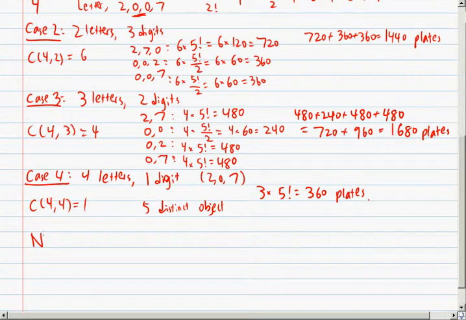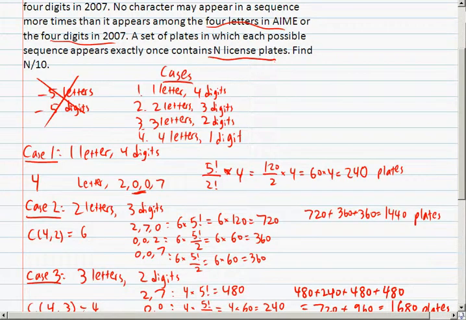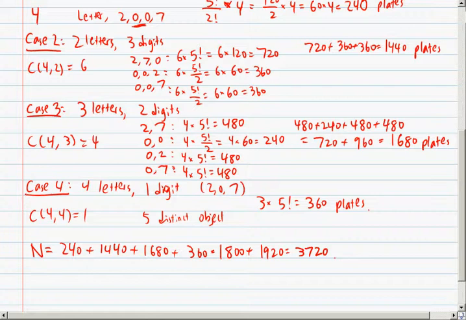And since big N represents the total number of license plates that the whole set can make, we would have N equal to 240 plus 1,440 plus 1,680 plus 360. Adding all of these up, we get 1,800 plus 1,920, which gives us 3,720. And divided by 10, 3,720 divided by 10 gives us a final answer of 372.